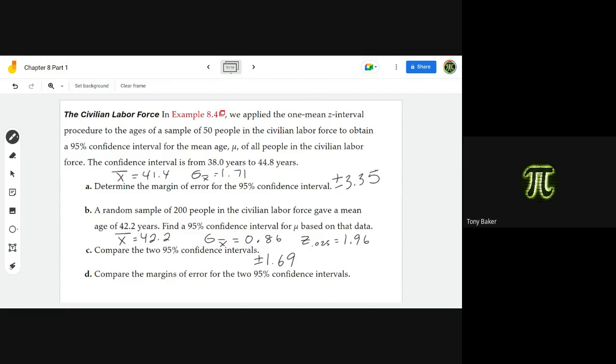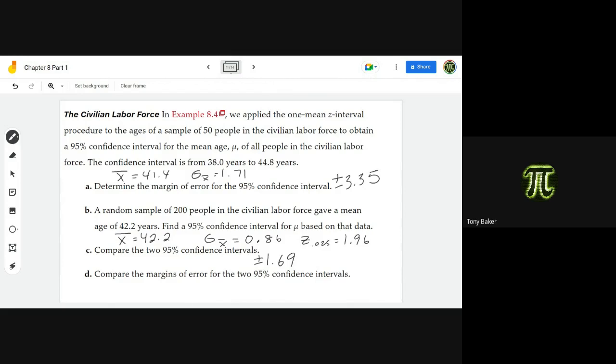So what do we notice about these two confidence intervals? Is the new confidence interval smaller or bigger? It's smaller. Did we change the 95%? No. What do we change in this problem? We looked at more people, right? We increased our sample size.